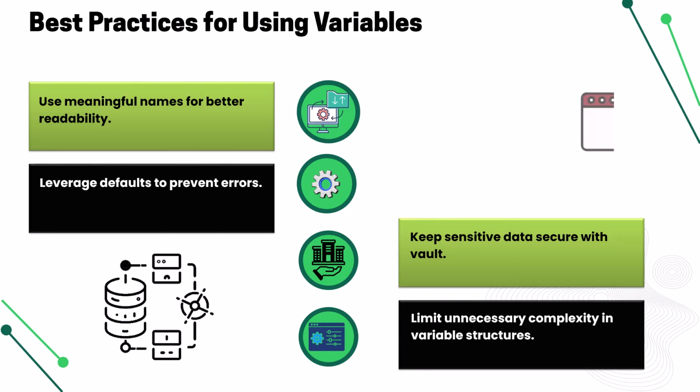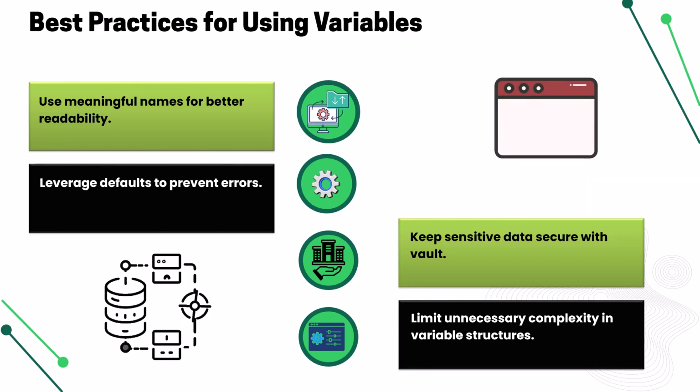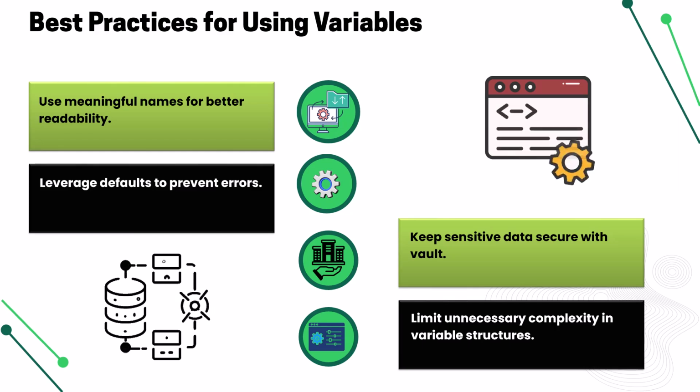Variables should be clear, because nobody wants to decipher X123 at 2 a.m. Defaults are lifesavers, preventing nasty errors when values go missing. Security matters. Treat sensitive data like your Wi-Fi password. Keep it locked down. And avoid turning variables into a tangled mess. Nobody enjoys debugging something that looks like an unsolved puzzle.